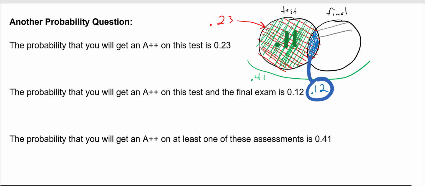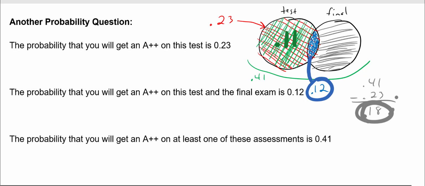And then if I want to get just the final, I'll shade that with a little bit different color. Okay, so do you guys agree? Well, what do I need to do to get that? Well, if I take 0.41, and I subtract 0.23, because 0.23 is that whole circle on the left. So 0.41 minus 0.23 gives us 0.18. Okay, and that's what this is. So 0.18 is this part right here.